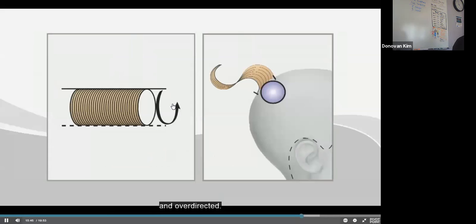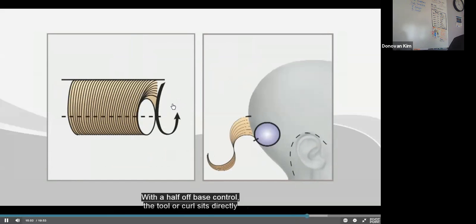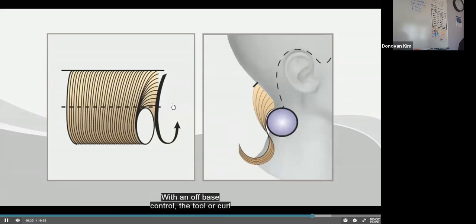With an on-base control, the tool or curl is centered between the top and the bottom partings of the base. The base is equal to the length and diameter of the roller or tool being used. An on-base control will result in the most volume and the strongest base strength. With a half-off-base control, the tool or curl sits directly on the bottom parting of the base, with half the curl on the base and half the curl off the base. The resulting curl has less base strength and less volume or lift than the on-base curl. With an off-base control, the tool or curl sits below the bottom parting of the base, creating minimum base strength and the least volume or lift.